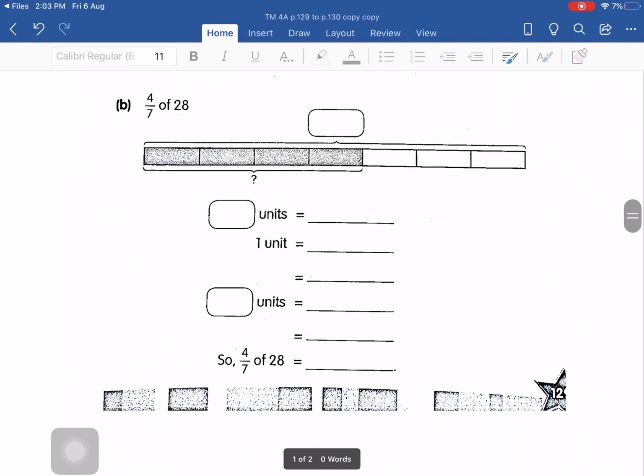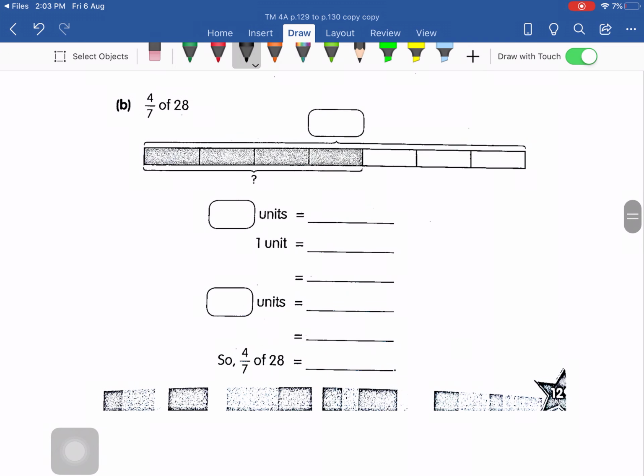Question 1b. 4/7 of 28. This means that 28 is split equally into 7 units. 1 unit, 2 units, 3 units, 4 units, 5 units, 6 units, and 7 units, or you can say 7 groups. 4/7 refers to the 4 units that is shaded. So we know that 28 is made up of 7 units.